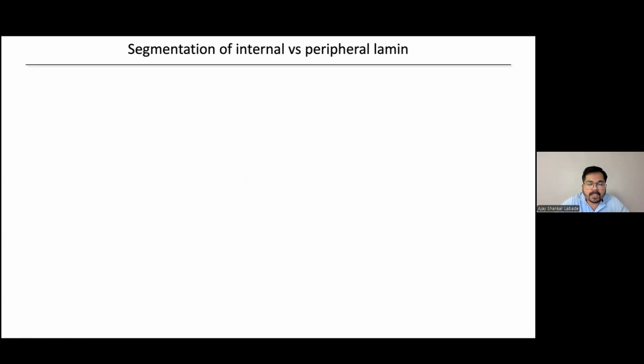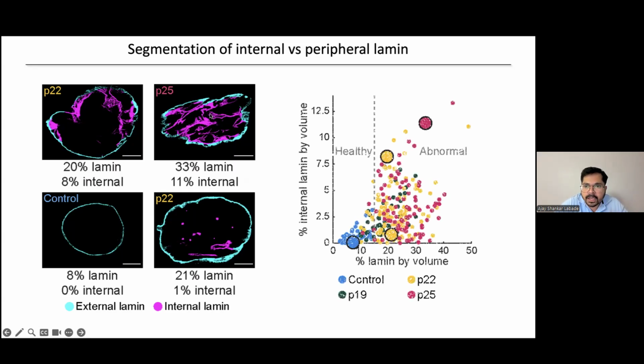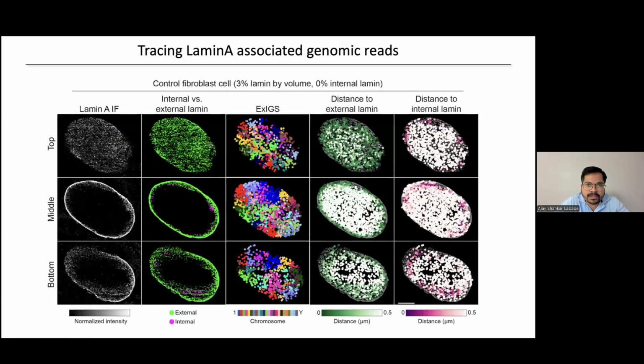So now what we can do is, like I said, we can segment. Here you can see the segmentation. All the pink is internal lamin. In the control cell, there is almost 0% internal lamin. But as the cells age, they show more internal lamin. And in this graph, you can see that control cells are all clustered here. They have very little internal lamin, whereas as they age, they accumulate more and more internal lamin. So we can segment them very well at nanoscale. It's a very, very small scale.